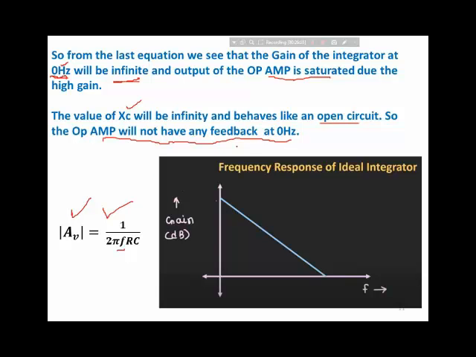Now we can plot the response of the integrator, its magnitude response as a function of frequency. At low frequencies the gain is infinite, very large, and as the frequency increases, the gain will reduce at a constant rate. The response will show a monotonic decrease in the gain of the integrator.